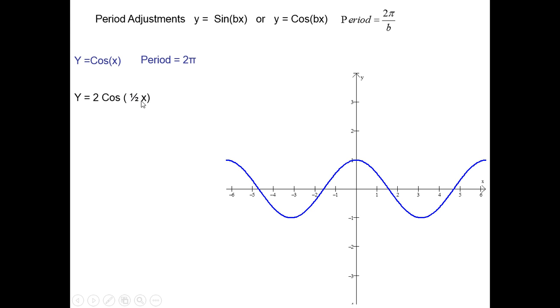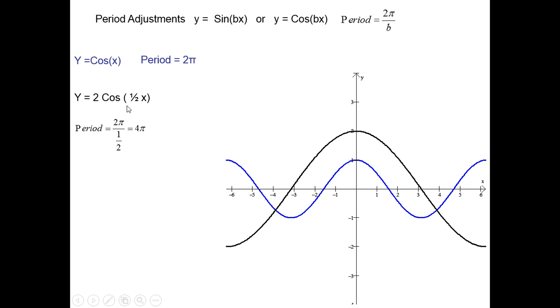So the b value is 1/2, and the modified period would be 2 pi divided by that half. 2 pi divided by a half, of course, is 4 pi. So now we can see that in the stretch from negative 2 pi, negative 6.28, to positive 2 pi, we only have an entire wavelength, whereas previously we had 2 wavelengths.